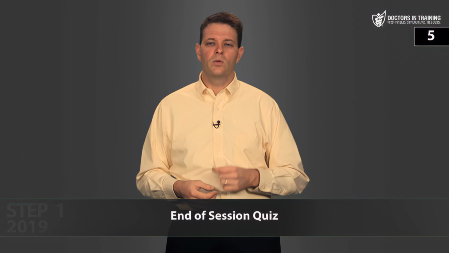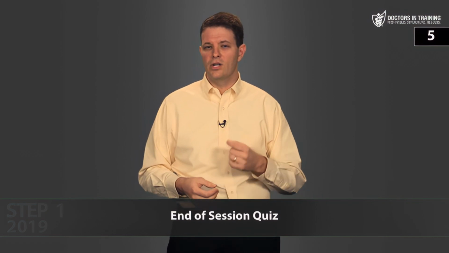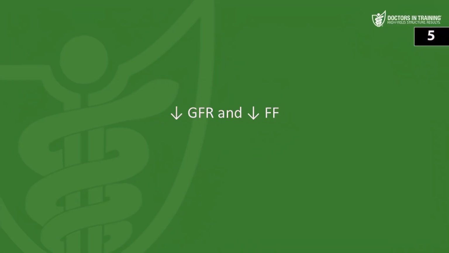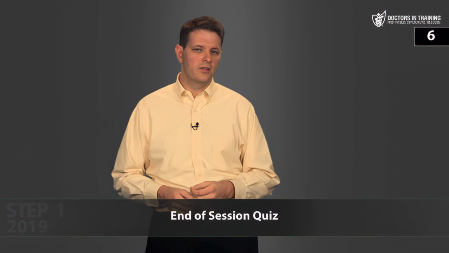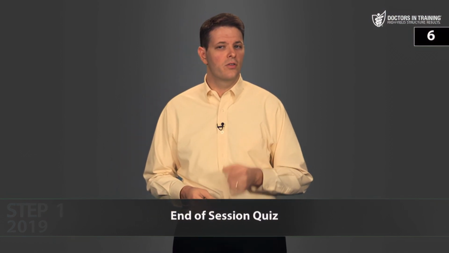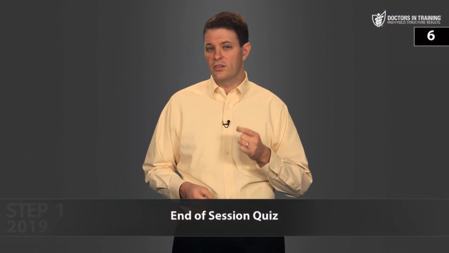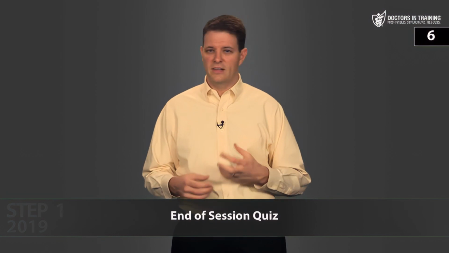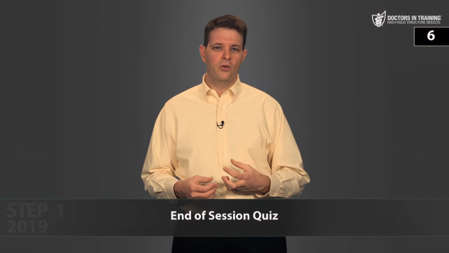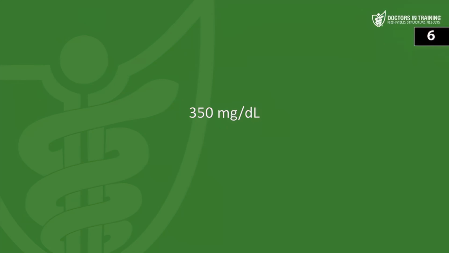Next, what effect will a renal stone that obstructs the ureter have on GFR and filtration fraction? Well, this is going to decrease the GFR and decrease the filtration fraction. Next, at what glucose concentration is the tubular reabsorption of glucose maximized? Well, you're going to start to spill glucose at around 160 to 200 or so, but the transporters become saturated at about 350. So tubular reabsorption is maximized at a serum glucose concentration of approximately 350 milligrams per deciliter.